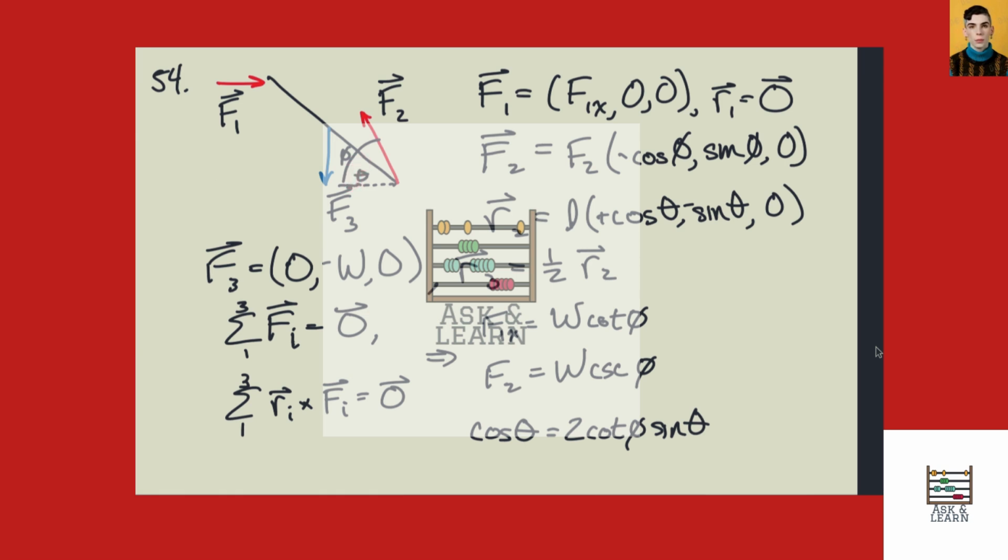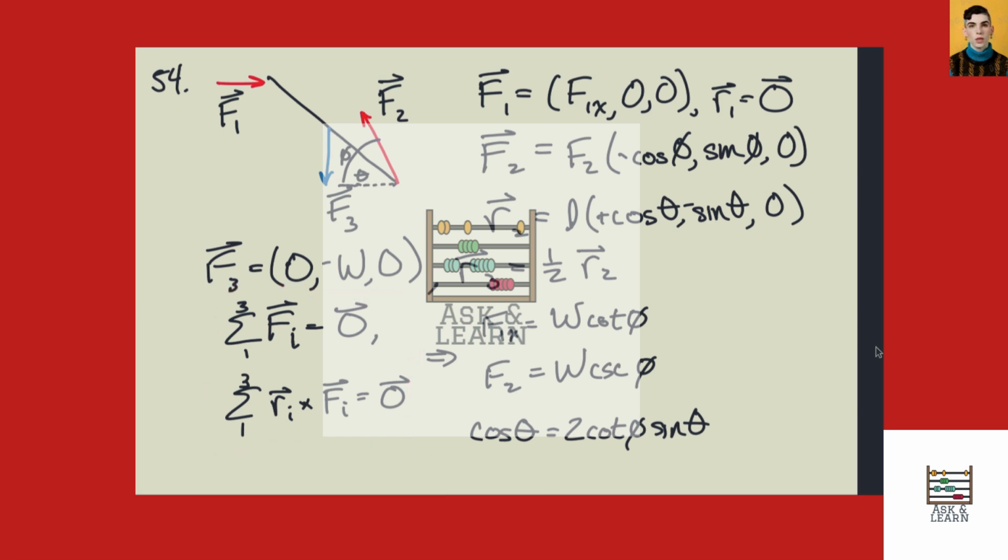Then R2, this point, is given by the length of the rod and this unit vector. Then we have a weight acting at the center of the rod because it's uniform, in the negative vertical direction. And this point here is half of this, so the direction is the same, the magnitude is L over 2 instead of L. So we have three forces and the positions of all those forces, and we can write our force and moment balances.